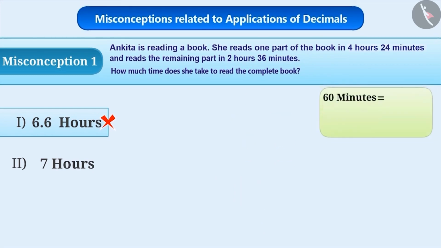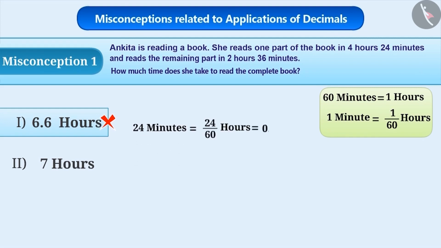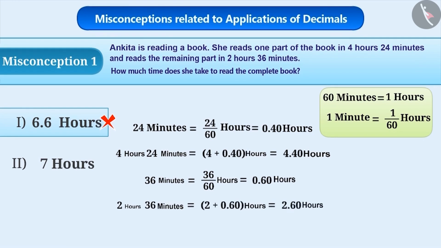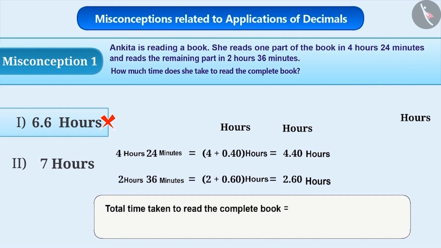As you know, 60 minutes is equal to 1 hour. So 1 minute is equal to 1 by 60 hours. Therefore, 24 minutes equals 24 by 60 hours equals 0.4 hours. 4 hours and 24 minutes equals 4 plus 0.4 hours equals 4.4 hours. Similarly, 36 minutes equals 36 by 60 hours equals 0.6 hours and 2 hours 36 minutes equals 2 plus 0.6 hours equals 2.6 hours. Total time taken to read the complete book is equal to 4.4 hours plus 2.6 hours, which is equal to 7 hours.